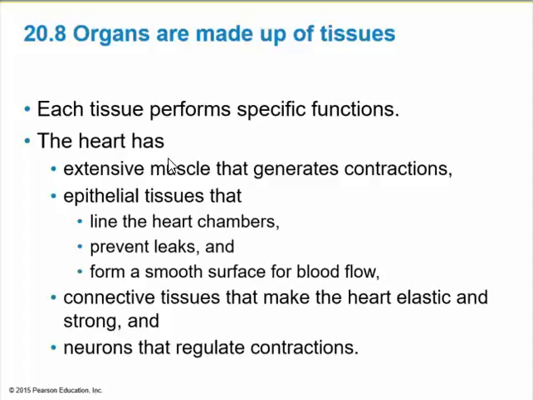Epithelial tissue is also part of the heart. It lines the internal chambers and covers the external surface. One characteristic of epithelial tissue is that it prevents leaks, prevents materials from getting past it. It's like a gasket or a rubber seal, no leaks. Connective tissue connects everything together. And electrical impulses are transmitted to the heart by way of neurons. And there are special types of nervous tissue which regulate heartbeat. The cardiac pacemaker, for example.